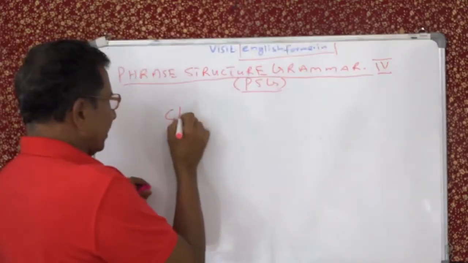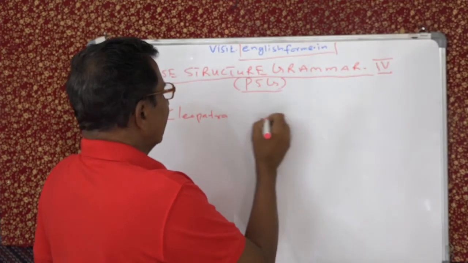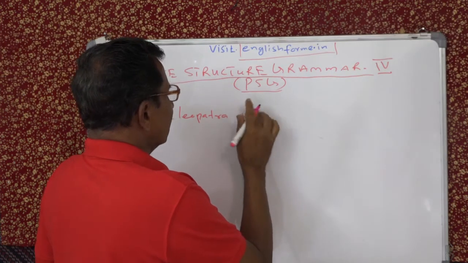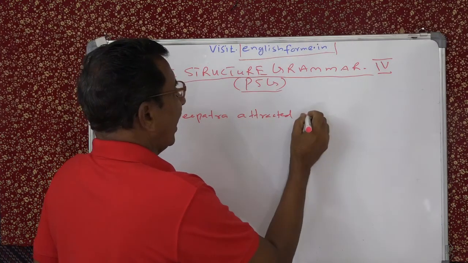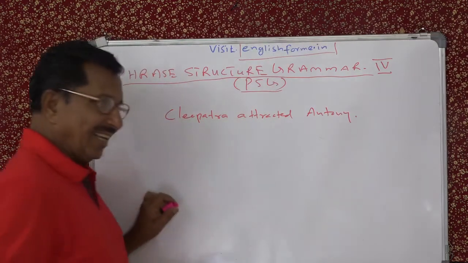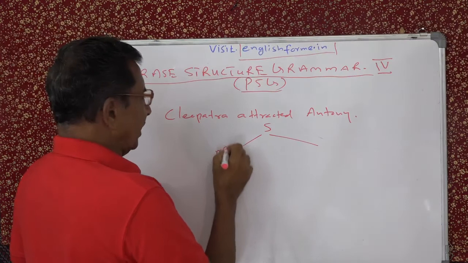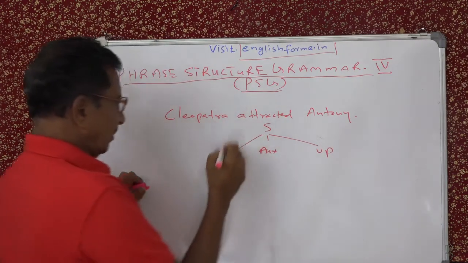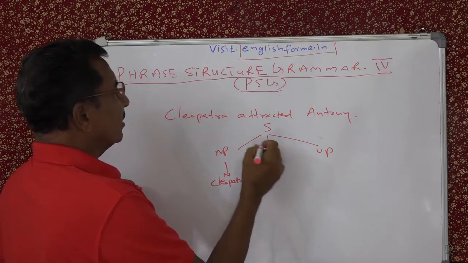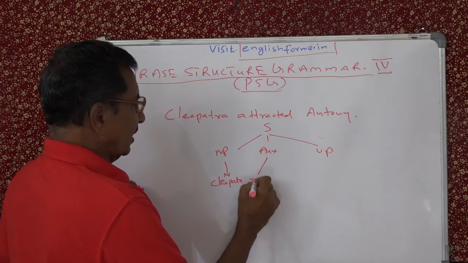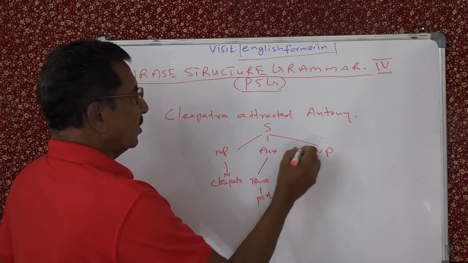Cleopatra. You know Cleopatra, isn't it? Cleopatra attracted Antony. That is Mark Antony. This is a kernel sentence. Now you see S, and you see NP, auxiliary, VP. For NP you have only one word, Cleopatra, and that is a noun. In the auxiliary, tense is a must, and we know it is past, and nothing more.